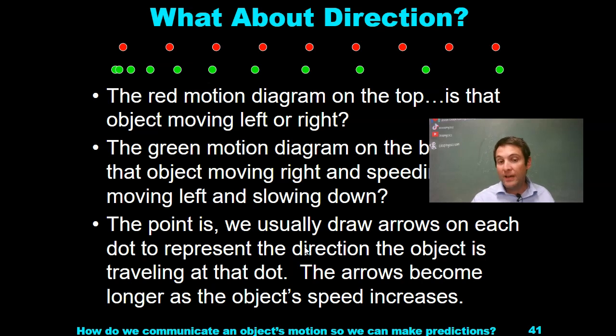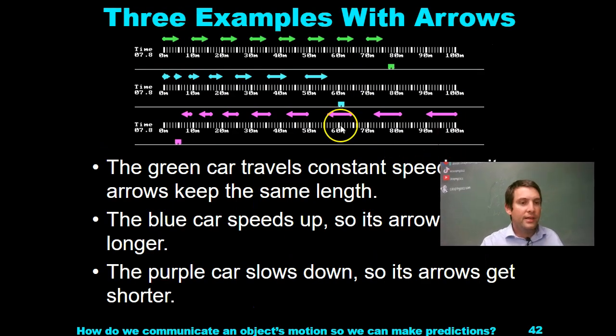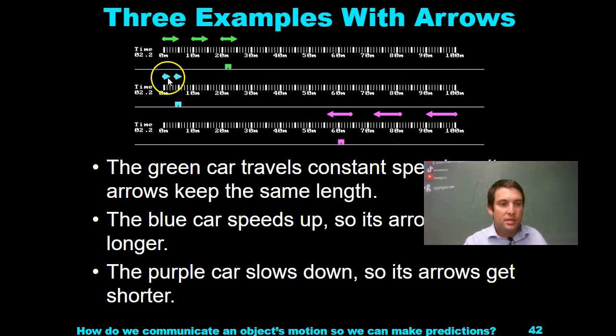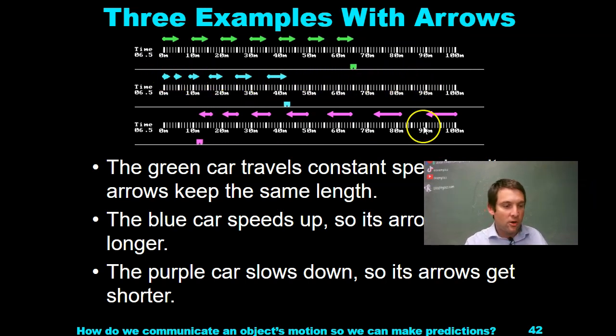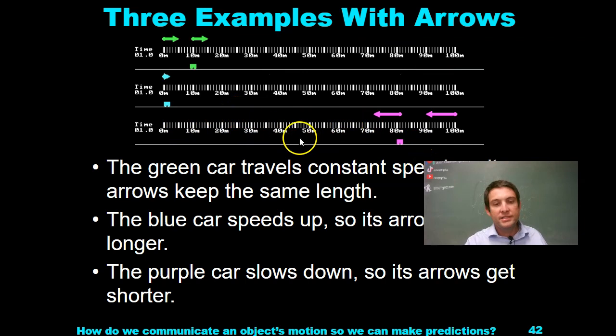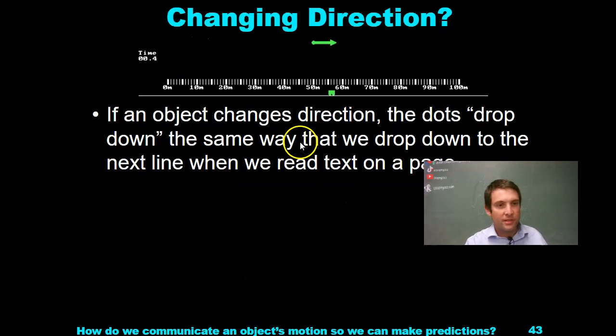to represent a vector. Here, the green car travels at a constant speed, so the arrows are the same length. The blue car is speeding up, so it starts with a shorter arrow and then gradually gets longer and longer. The purple car slows down, so its arrows are getting smaller and smaller, and the purple one is going to the left rather than to the right.